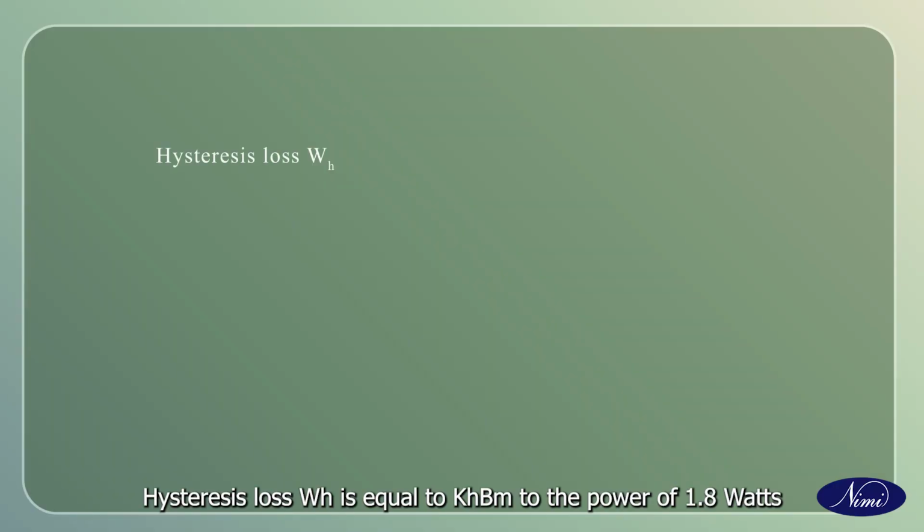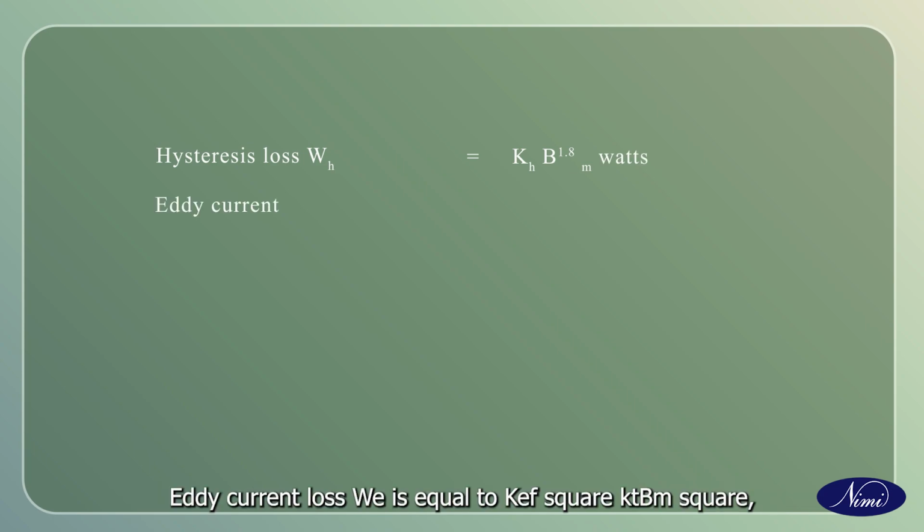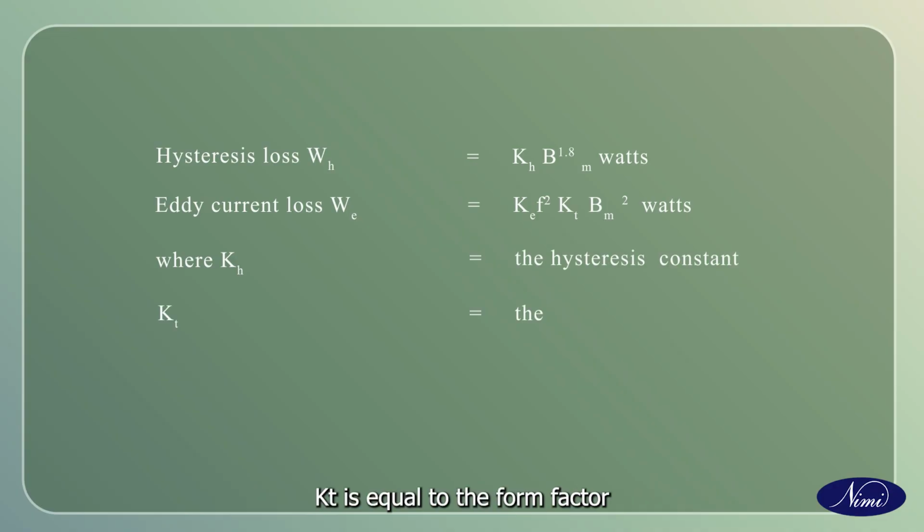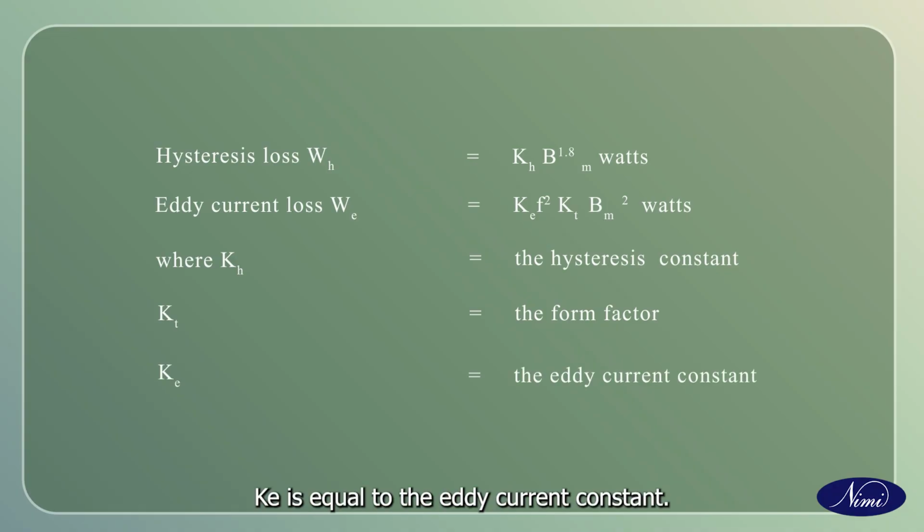Hysteresis loss WH is equal to KH Bm to the power of 1.8 watts. Eddy current loss WE is equal to KE F square KT Bm square, where KH is the hysteresis constant, KT is the form factor, and KE is the eddy current constant.